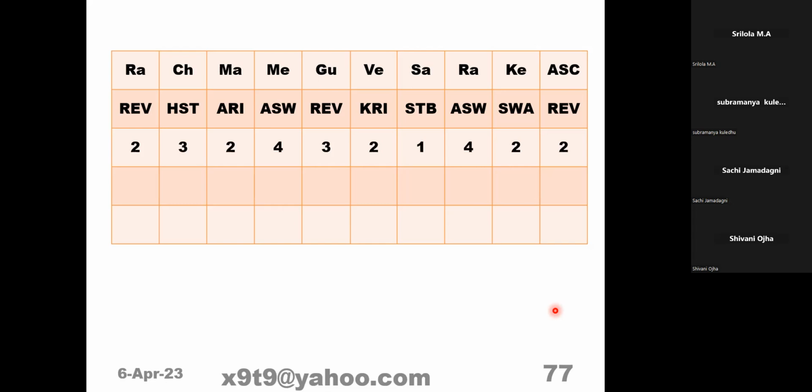So you have written? Yeah. So ascendant is Meena. We have seen from the table. So Meena, you mark ascendant there.